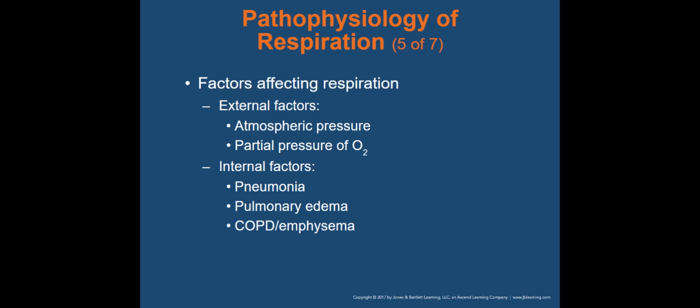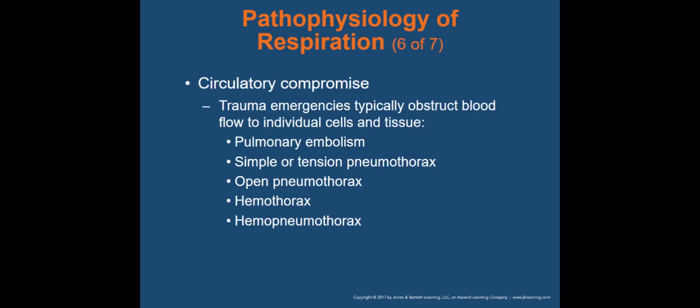Internal factors such as conditions that reduce the surface area for gas exchange and consequently decrease the body's oxygen supply that lead to inadequate tissue perfusion. So like pneumonia, pulmonary edema, and COPD, emphysema. Obstruction of blood flow to individual cells and tissues is typically related to traumatic emergencies. Pulmonary embolism can be medical or trauma.